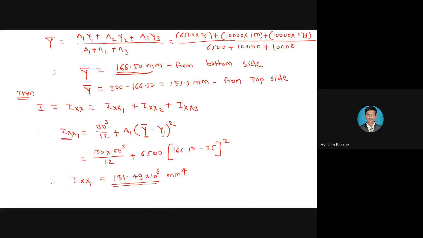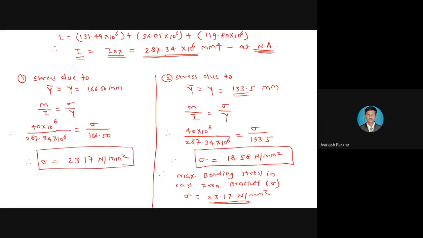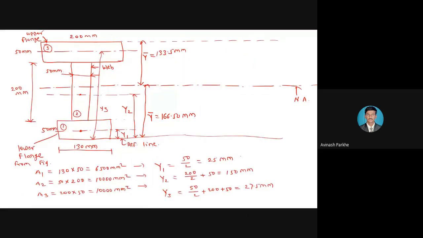But if you look at the statement, what they have asked is to determine the maximum bending stress. Here you got two values, and after comparison we can easily say that 23.17 is the maximum value as compared to 18.58, which means the maximum bending stress will be developed below the neutral axis. You can check in this particular figure. The maximum bending stress will be developed below the neutral axis.